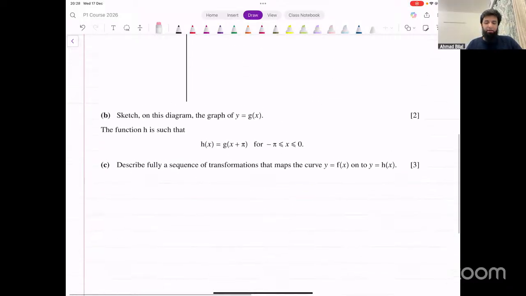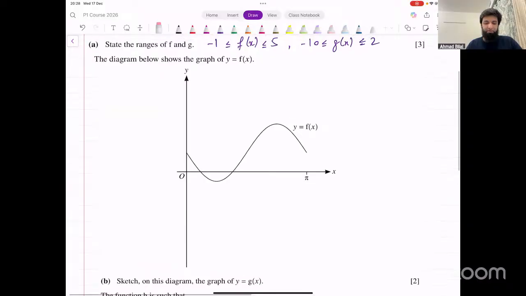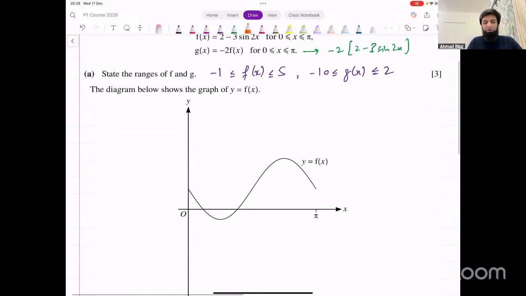All right, so that's the ranges of the two functions. Now it says sketch on the diagram the graph of y equals g of x. They have already shown us the graph of f of x here. How do we do that? One way could be using transformations. What transformation is applied to f of x? It's a vertical stretch by a factor of -2. Or you could also say it's a vertical stretch by a factor of 2 and a reflection in the x-axis. Both would work.